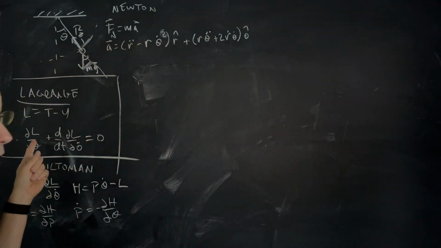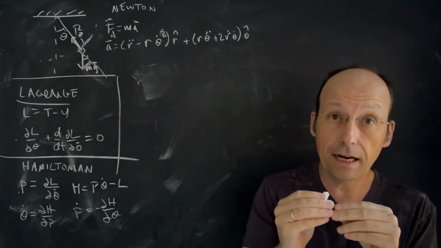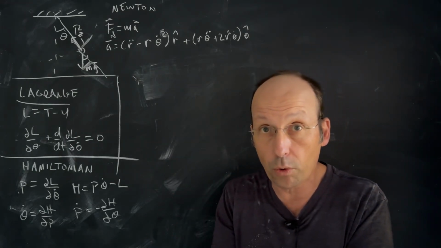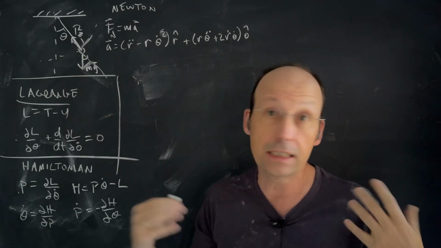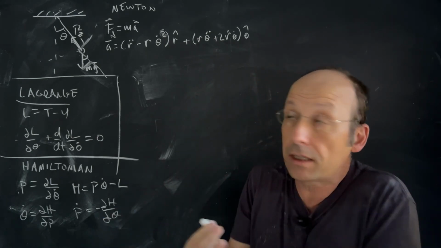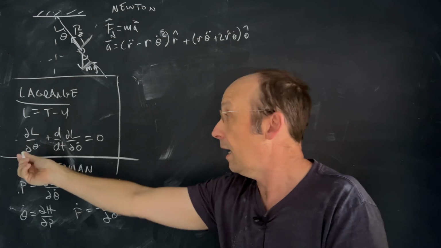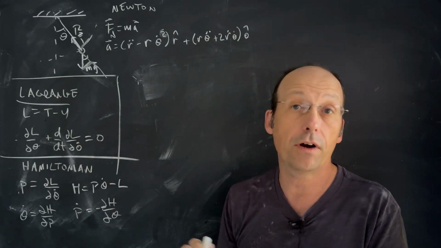Now let's use Lagrangian. In Lagrangian mechanics, we define a generalized coordinate to describe the system. It doesn't have to be Cartesian. And then we create the Lagrangian, which is the kinetic energy minus the potential. And then we use the Euler-Lagrange equation to find equations of motion.